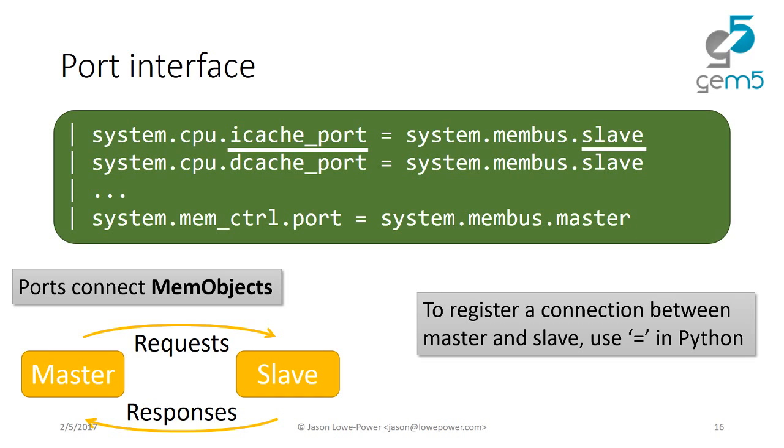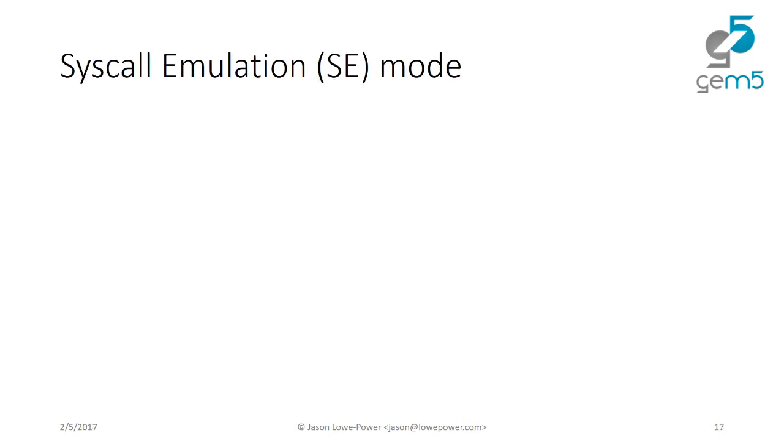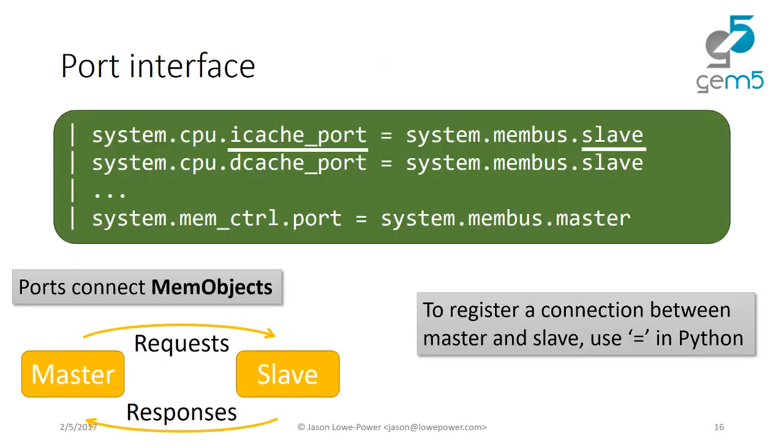And then to register this master-slave connection, you can just use an equal sign in the Python. Behind the scenes, it does all sorts of stuff to set this up, but you simply need to use an equal sign. And we'll talk more about this later in the morning.